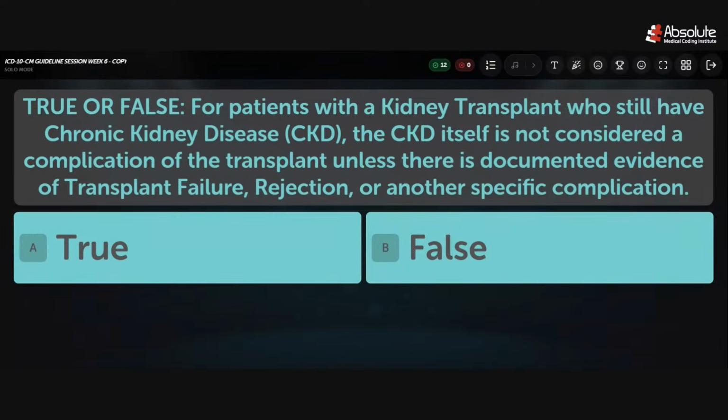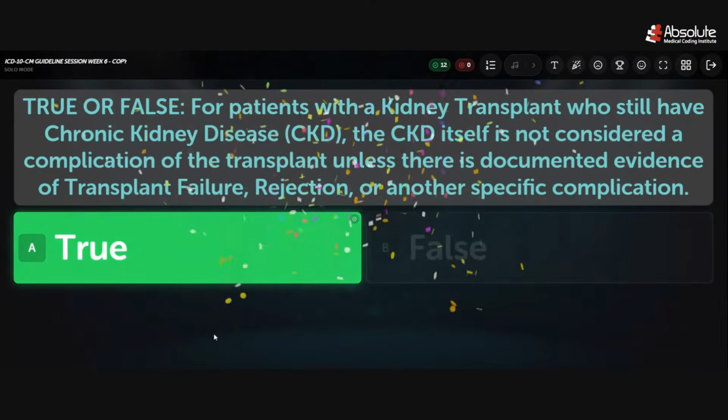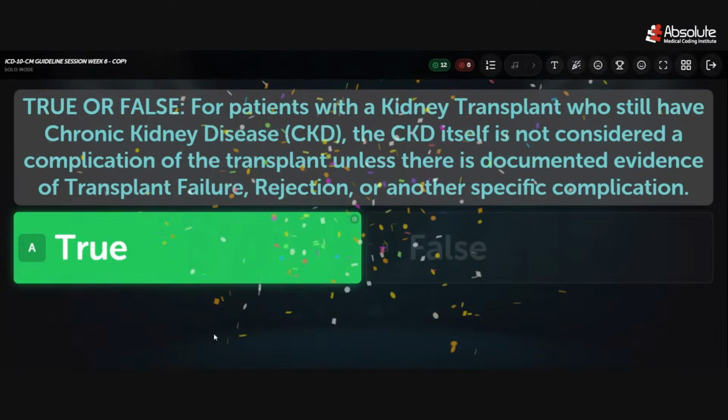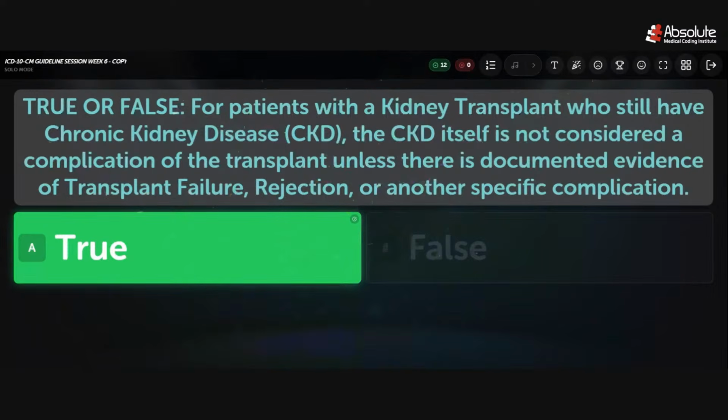All right, all right. So this statement is going to be true. So yes, when it comes to kidney transplants, if a patient still has chronic kidney disease, it's not considered a complication unless there is documented evidence of transplant failure, rejection, or another specific complication. So if you got that one right, great job.